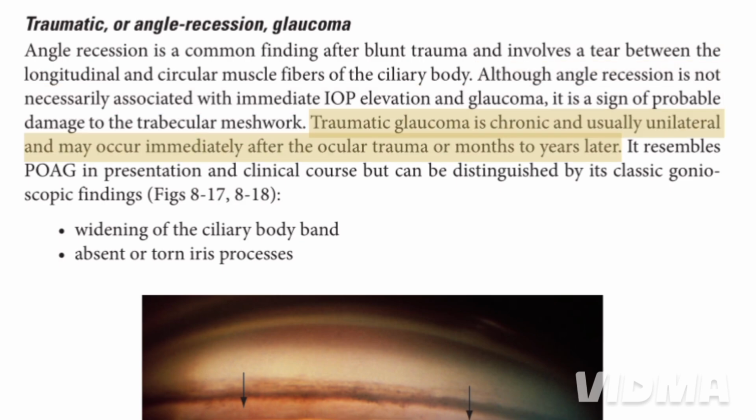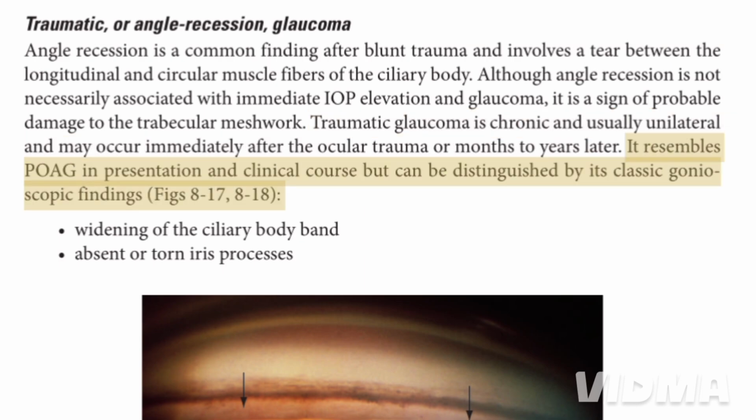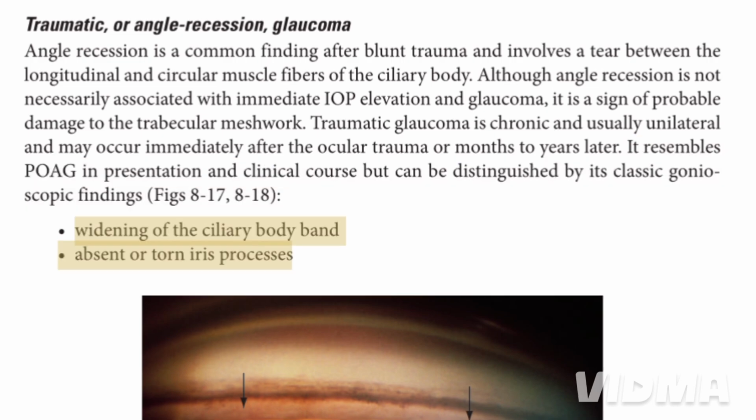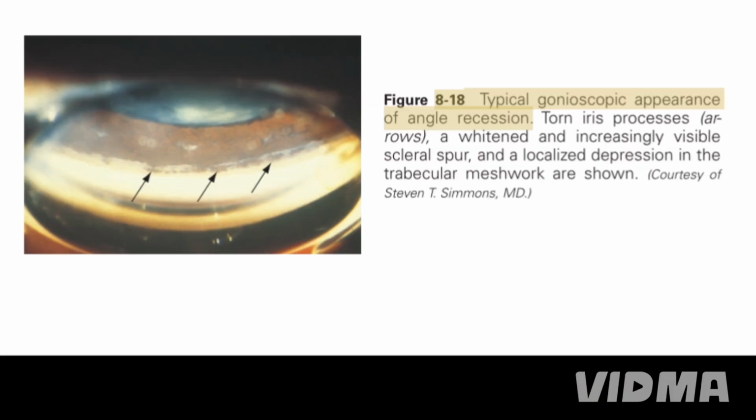Traumatic glaucoma is chronic and usually unilateral and may occur immediately after the ocular trauma or months to years later. It resembles POAG in presentation and clinical course but can be distinguished by its classic gonioscopic findings, Figures 8-17, 8-18: widening of the ciliary body band, absent or torn iris processes. Figure 8-18: typical gonioscopic appearance of angle recession.